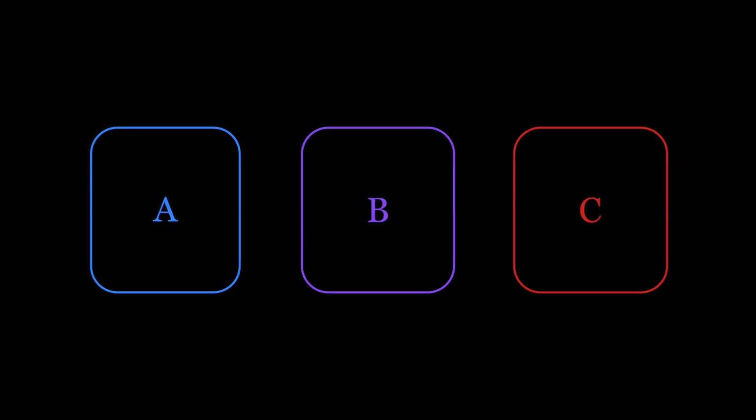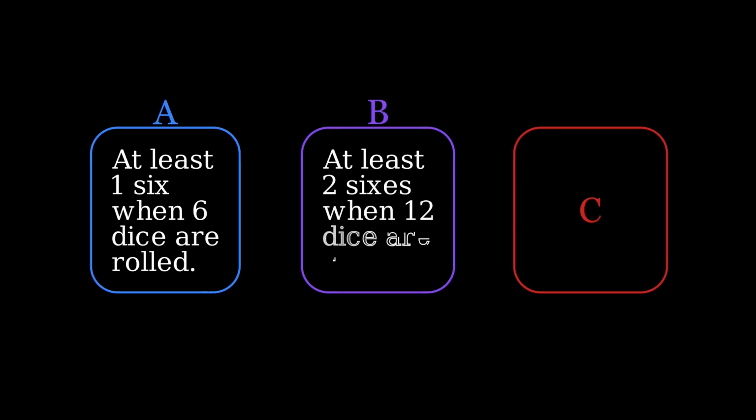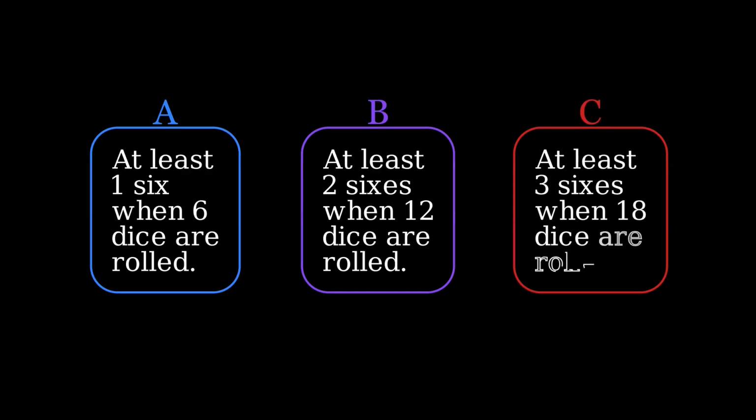On which of the following games would you bet your money on? Option A, rolling at least 1 six with 6 dice. Option B, rolling at least 2 sixes with 12 dice. Or option C, rolling at least 3 sixes with 18 dice.